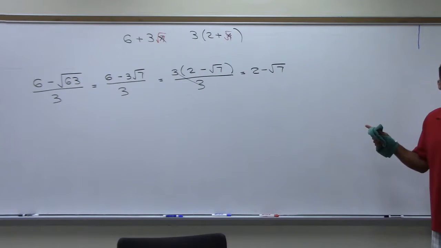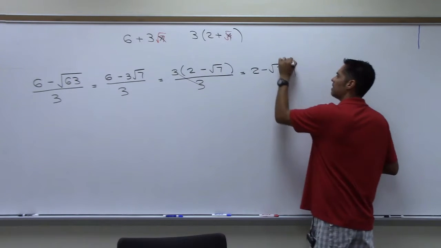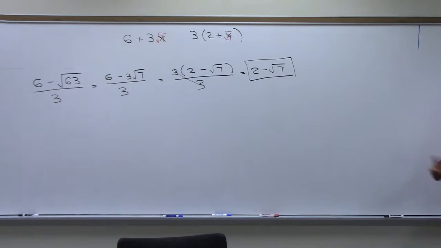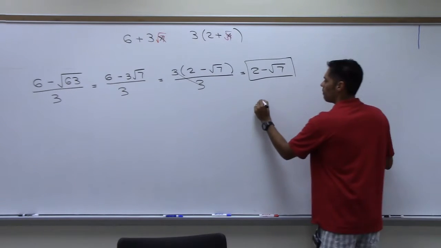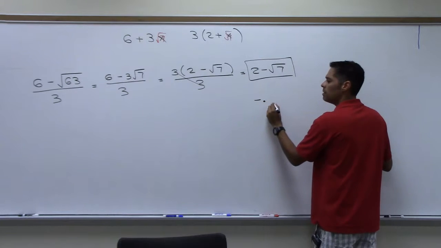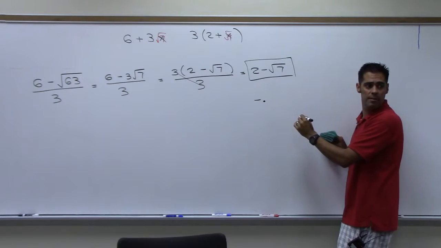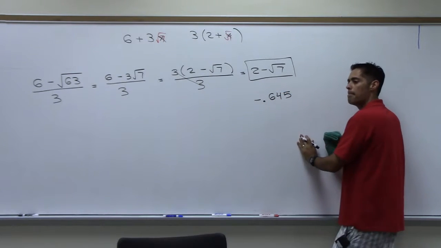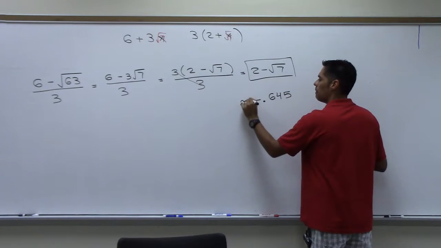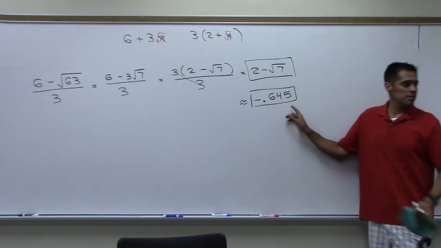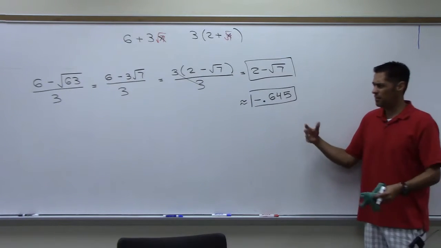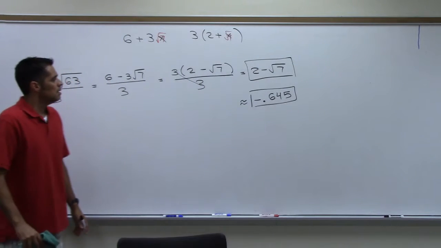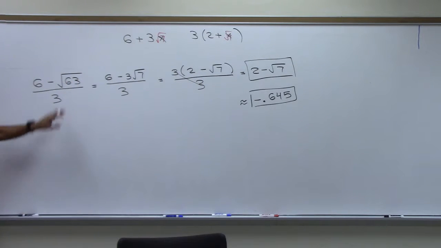Now that's going to be a different answer, isn't it? This is the exact answer. The approximate answer is what, though? What's 2 minus root 7? Negative 0.645? Very different answer, right? The last one we got was like positive 4.6. This one's negative 0.645. Very different answers by changing that, right?